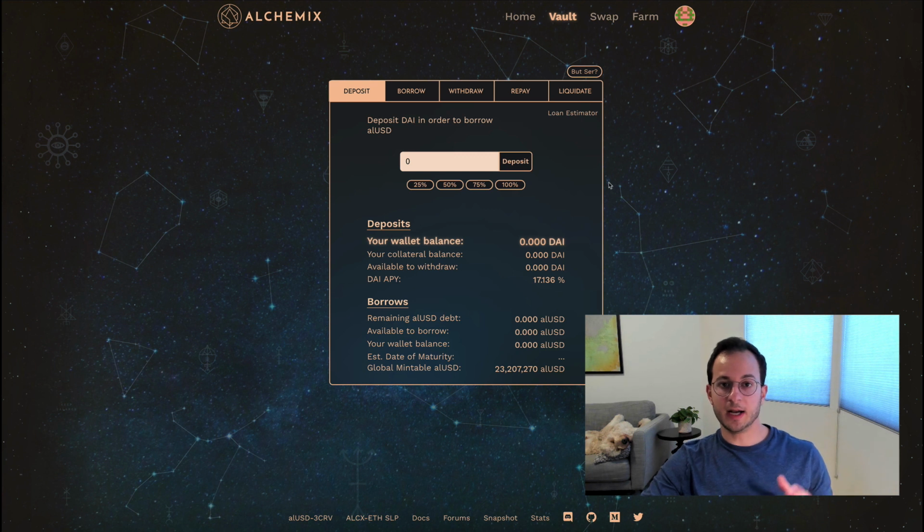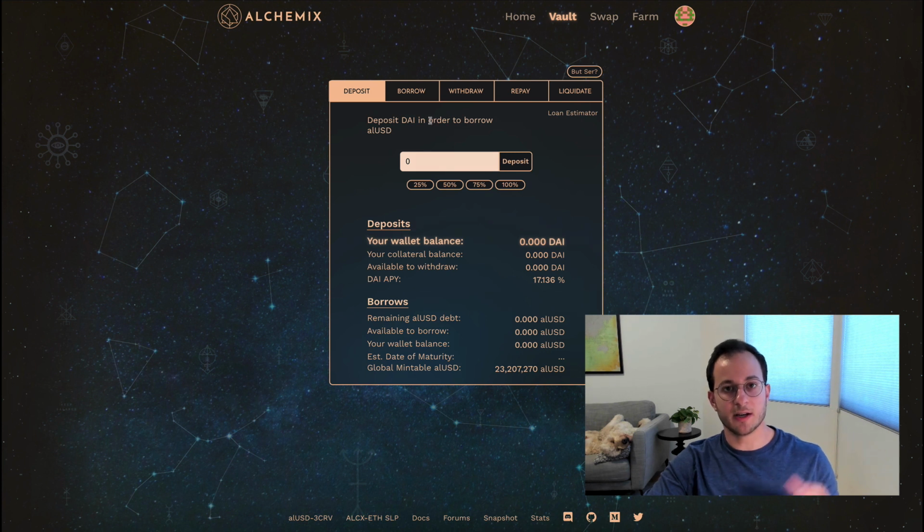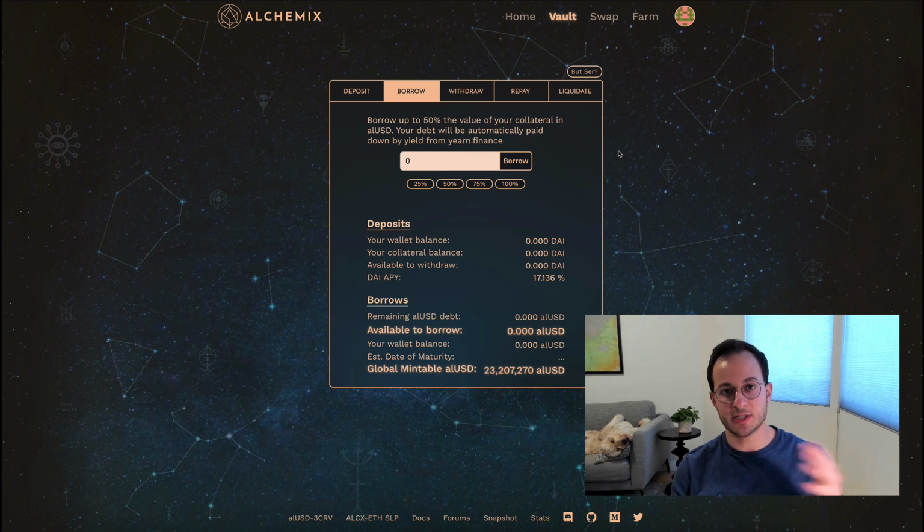So first up on their app page, you have the deposit screen. This is where you would, of course, deposit your DAI. And you can see that while it's deposited, your APY is going to be about 17%. This is actually the lowest I've seen it recently, probably due to the market downturn, so something to just keep in mind. Now, let's say you deposited $100. Well, that means you can go over to the Borrow tab and now borrow $50 of ALUSD, which is the Alchemix stablecoin, against that deposit.